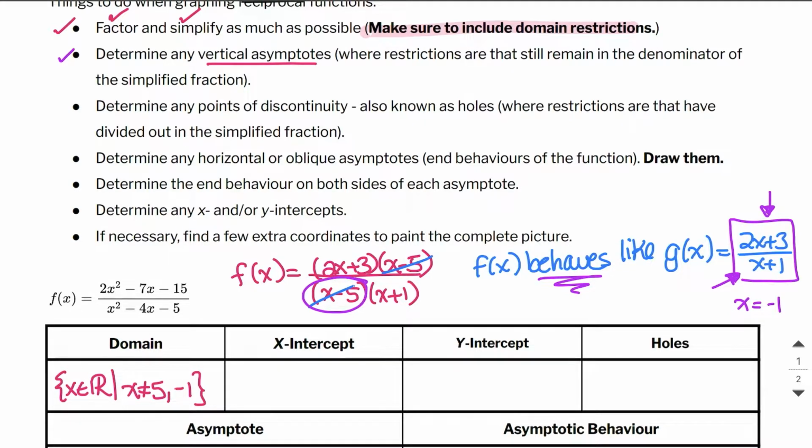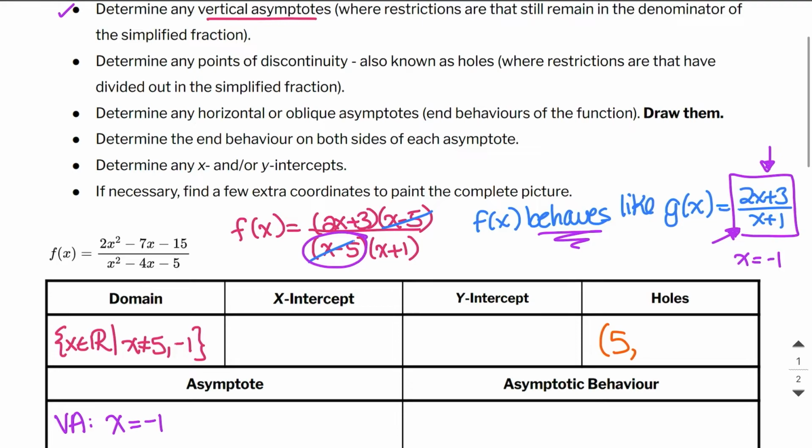So then it says determine any points of discontinuity. And those are also known as holes, where restrictions are that have divided out in the simplified fraction. So if you see right here, the x minus 5 have divided out, so they're no longer in the simplified fraction because they've divided out. So that means that we're going to have a hole when x is 5.